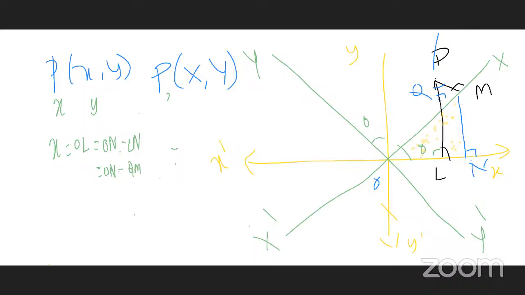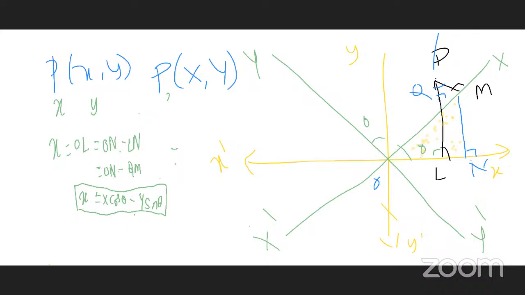Now I know the value of ON. What is the value of ON? Value of ON is equal to capital X cos theta, minus the value of QM. Value of QM is equal to capital Y sin theta. So my small x is equal to capital X cos theta minus capital Y sin theta.